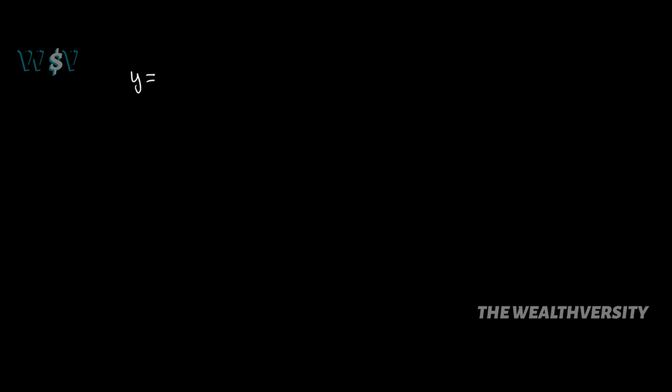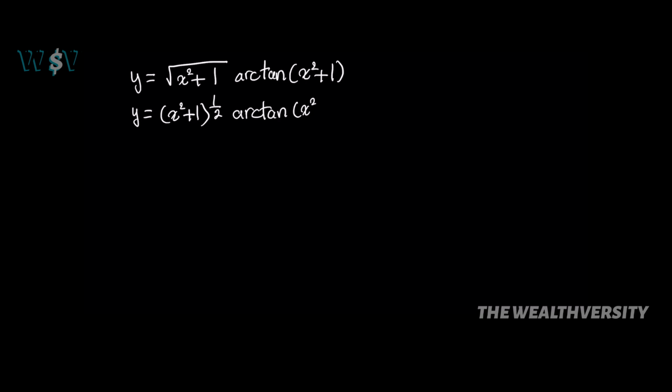The next example is y is equal to the square root of x squared plus 1 times the arctan of x squared plus 1. Let's convert the square root of x squared plus 1 to x squared plus 1 to the power of half. This makes it easier for us to differentiate. We now have to use the product rule to differentiate this equation.